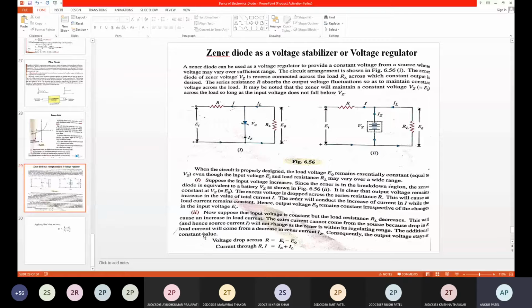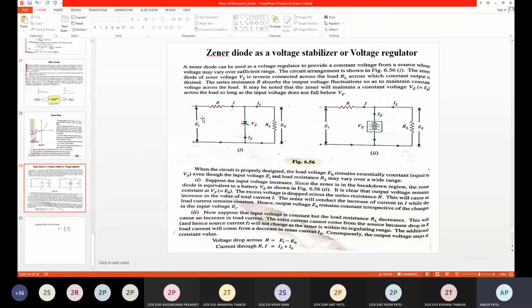So the additional load current will come from a decrease in Zener current IZ. Okay, as we are decreasing RL, there is an increase in IL and a corresponding change in IZ also. Consequently, the output voltage stays at a constant value. So the voltage drop across R is given by EI minus E0, or we can say VZ is equal to E0.